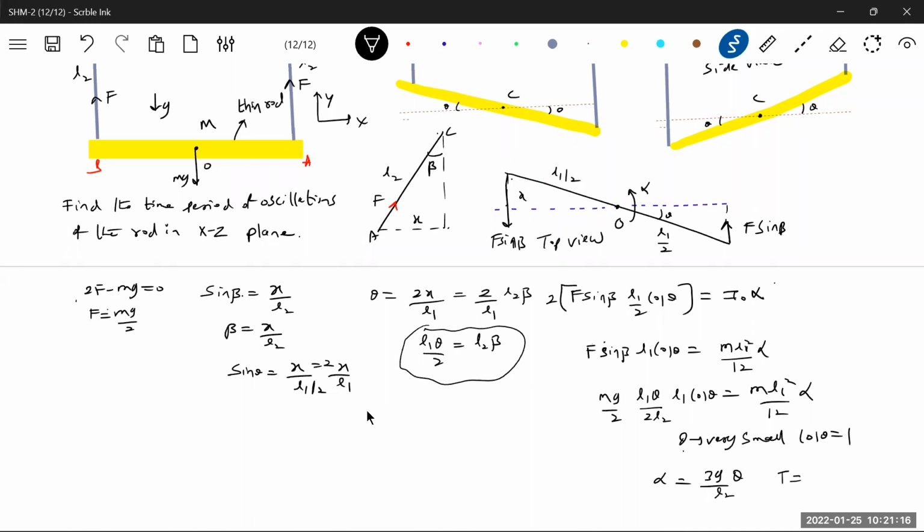Then the time period of oscillations will be... this replacement we have done. Sine beta will become beta. I'll do one thing, we'll write this is theta. Beta is very small.